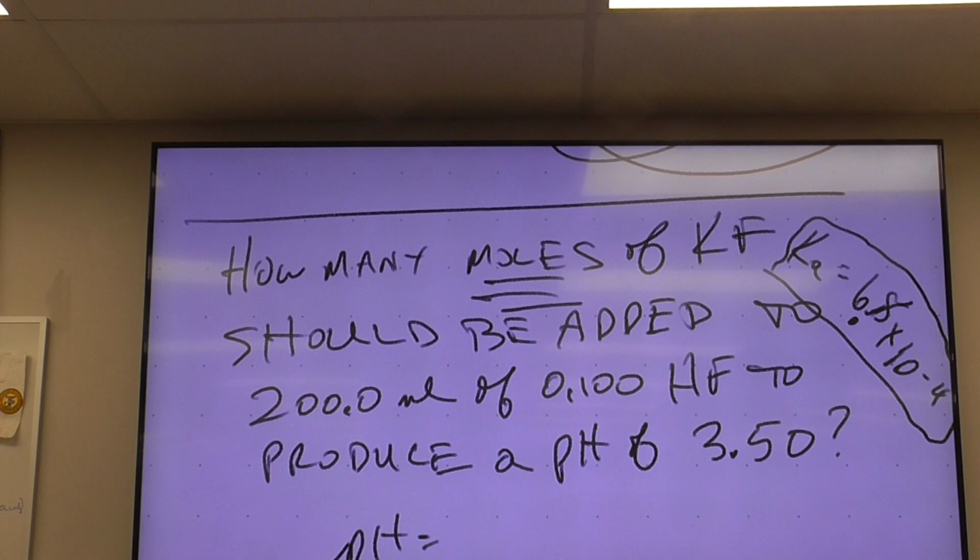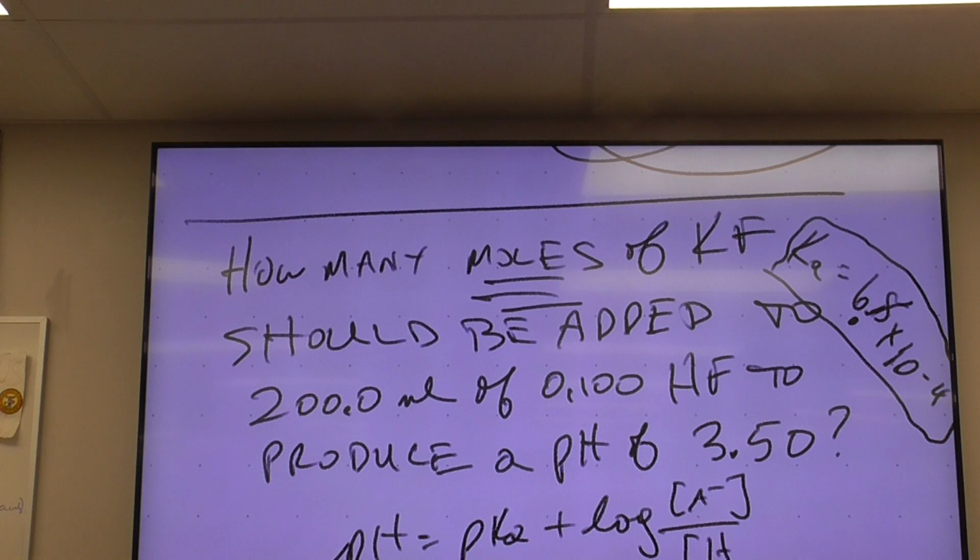pH equals pKa plus the log of your anion concentration over the concentration of your acid, right? You know what your pH needs to be. Got that number. Can you find your pKa? Then you put it to the 10, and it turns into an algebra problem.